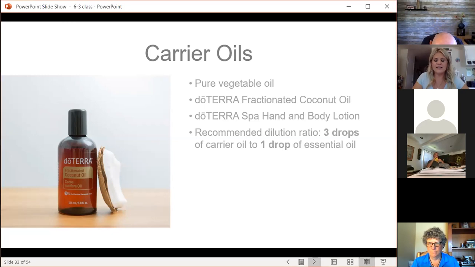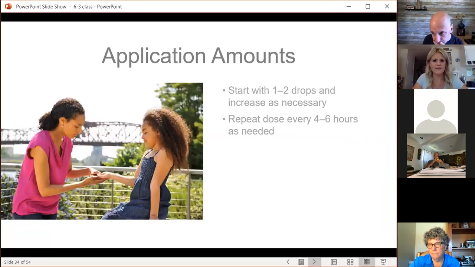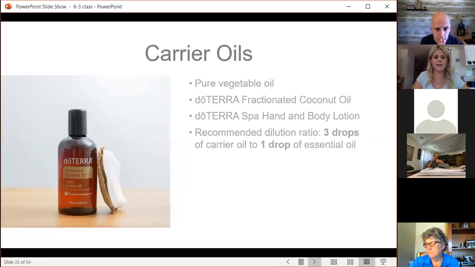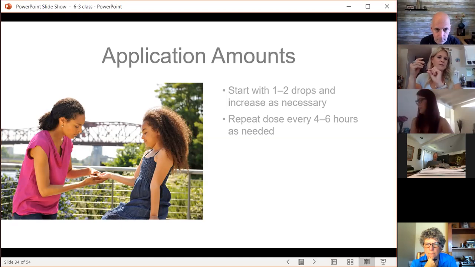Like I said, I personally like fractionated coconut oil. I buy it by the gallon. It's great, and it doesn't have a scent. Vitamin E oil and grapeseed oil tend to go rancid pretty fast. So you just want to make sure that what you're using, especially if you're making little roller bottles, has a pretty good shelf life. Now, application amounts. If you're going to be making a roller bottle, this is a 10 ml roller bottle. You can go probably 10 drops or so to start with.